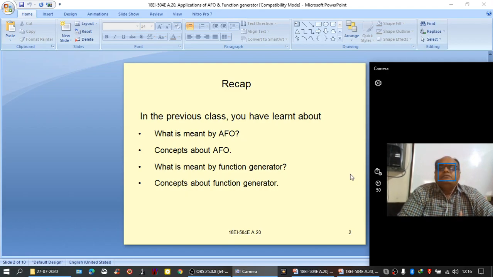And concepts about AFO, that is, what is the block diagram of AFO, or what are all the various parts of AFO. AFO mainly consists of a Wien bridge oscillator and a range and select switch, then a sine wave to triangular wave converter and attenuator.